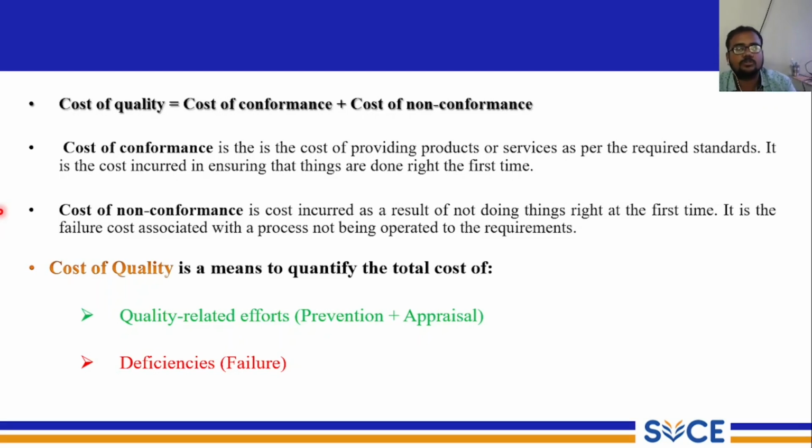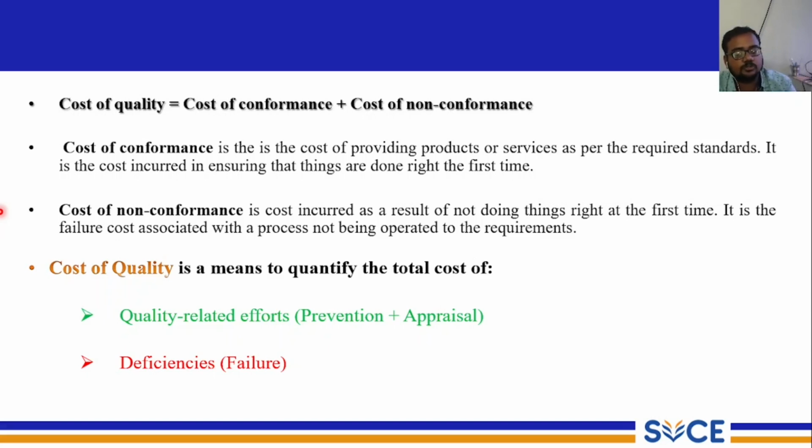So what is cost of conformance? It is the cost of providing products or services as per the required standards. So all the costs which are incurred, starting from your manufacturer, starting from your suppliers, all the costs involved in any activities or processes which are related to doing the process right. It is about doing the process right the first time. That cost is called cost of conformance.